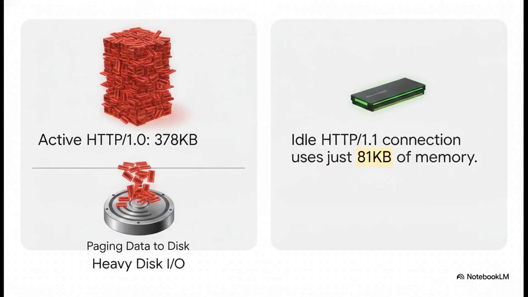And the resulting memory bloat? It is severe. Based on performance evaluations, an active HTTP/1.0 connection demands roughly 378 kilobytes of memory. Now compare that to a mostly idle, persistent HTTP/1.1 connection sitting at just 81 kilobytes. When your main memory fills up with these heavy, short-lived connections, the server is forced to page to disk. Subsequent requests miss the memory cache, heavy disk I/O takes over, and throughput absolutely craters.